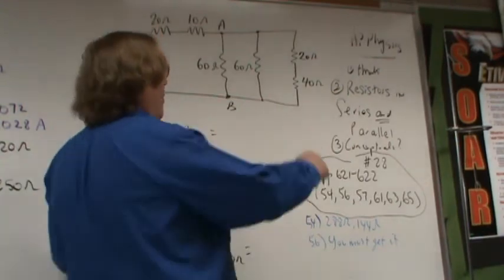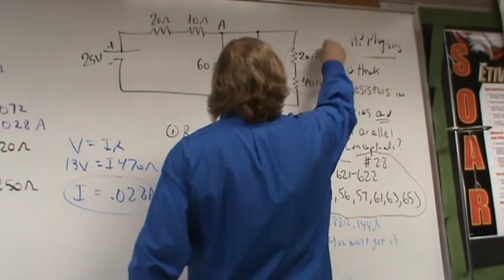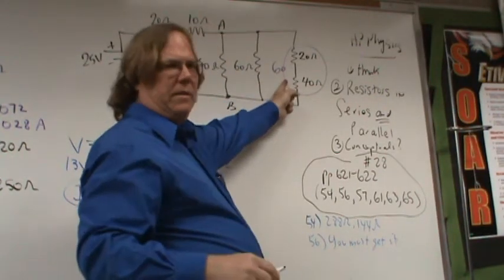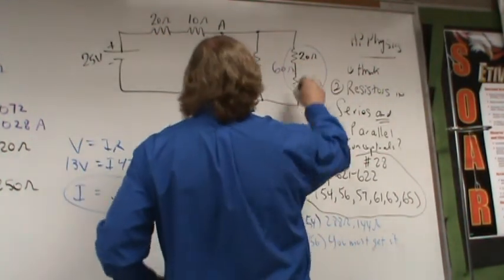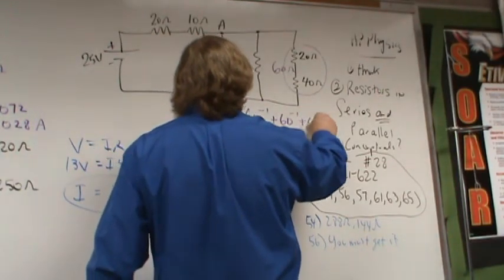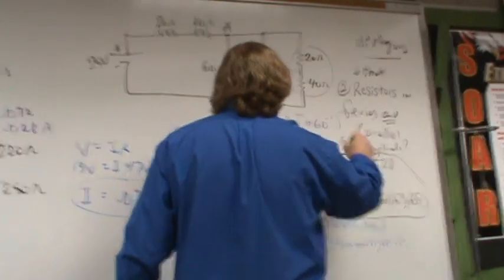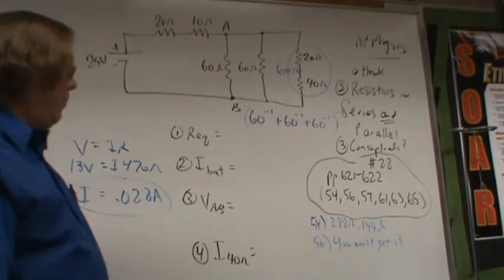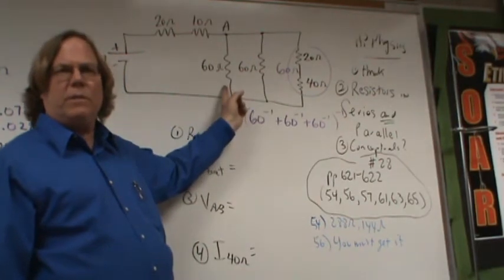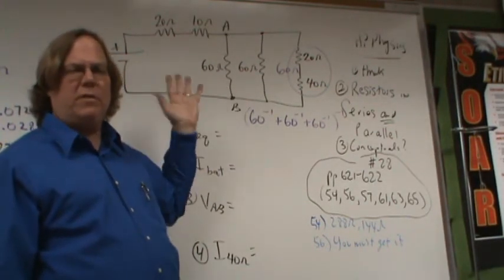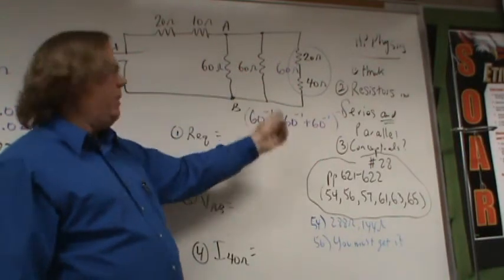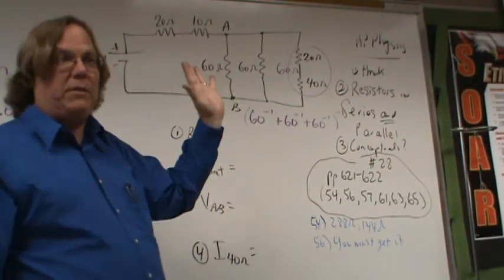First of all, virtually everybody here recognized this was 60. Now I've got 60, 60, 60 in parallel with each other. You could go 60 to the -1 plus 60 to the -1 plus 60 to the -1, all to the -1. That would be fine. But better still, I need you to really have in your head that 3 identical resistors in parallel give an equivalent resistance of 1/3 of any individual resistor.